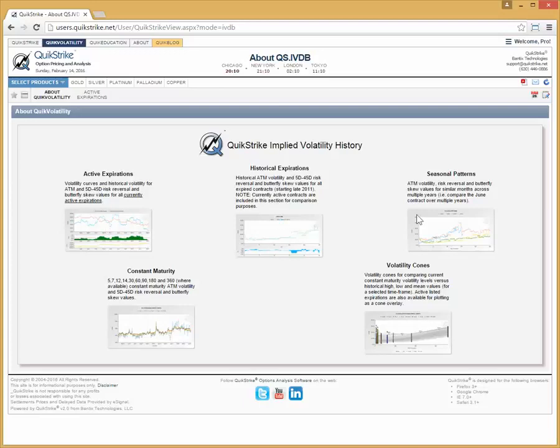The historical expiration, seasonal patterns, constant maturity, and volatility cones, those are part of the quick volatility add-on. And that gives you 5 years worth of historical data, or from like October or November of 2011, for all of the active products that we have, and you can see a list of those on the site. It's anything that's got liquidity, anything that's got good open interest, that type of thing, that has historical data, and it's only for the CME Group products where these other four come into play.